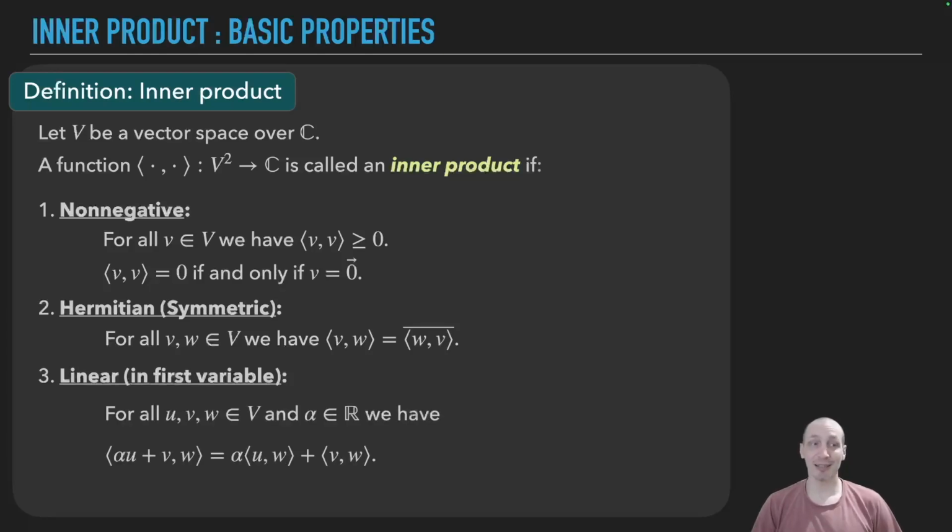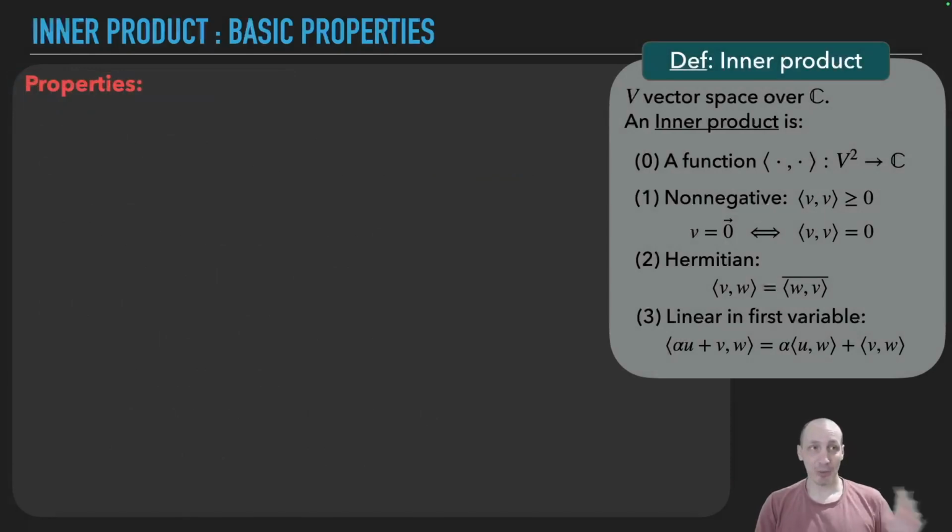And finally, it is linear in the first variable. It is distributive in a sense: if you fix the second variable to be w, then it is additive and scalars come outside. Okay, this is the definition of inner product. So today I want to start with one of the most basic properties.